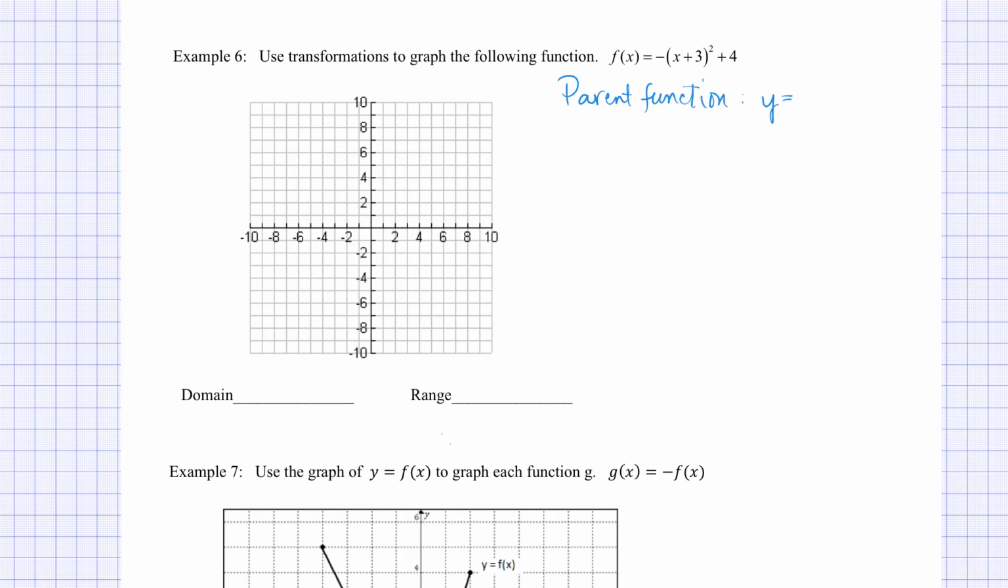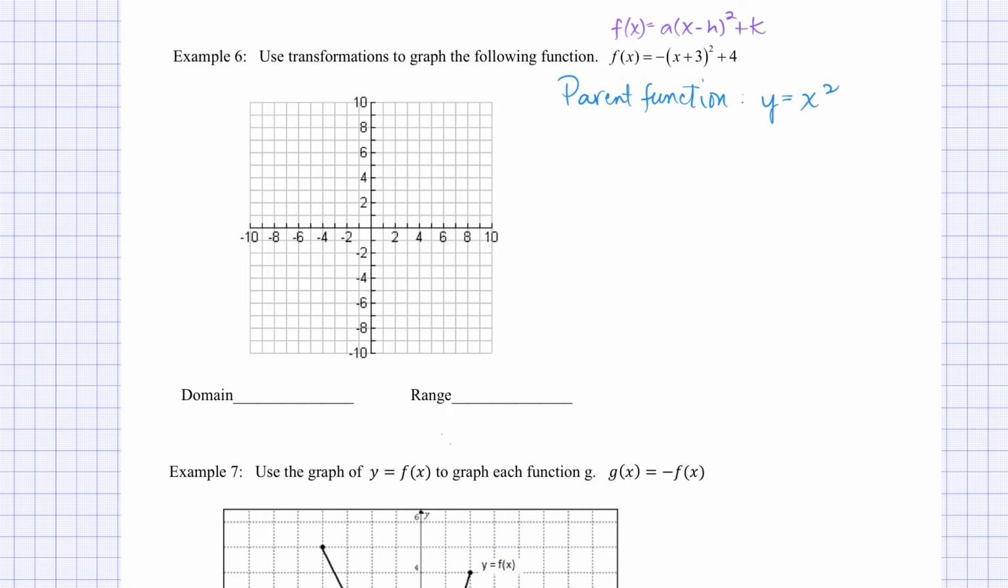Y equals x squared. And if you remember from our discussion in section 3.1, this looks very much like standard form. Standard form is f of x equals a times (x minus h) squared plus k. We'll come back to that in a minute, all right?